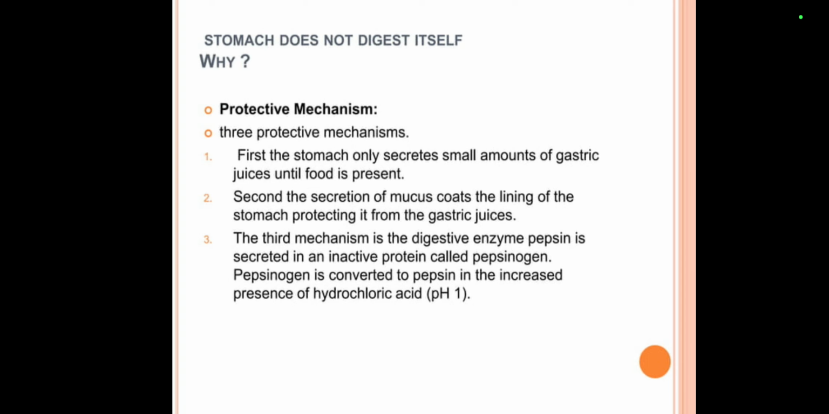secreted in an inactive protein called pepsinogen, and pepsinogen is converted to pepsin in the increased presence of hydrochloric acid. Okay, so basically it will not typically digest itself because it has many factors to be transported with.